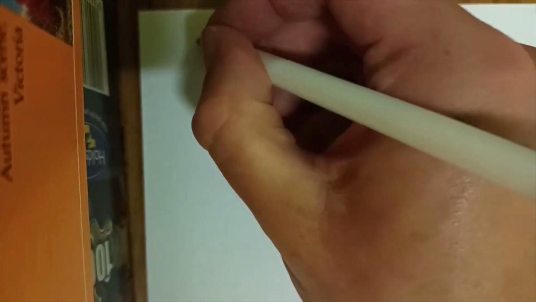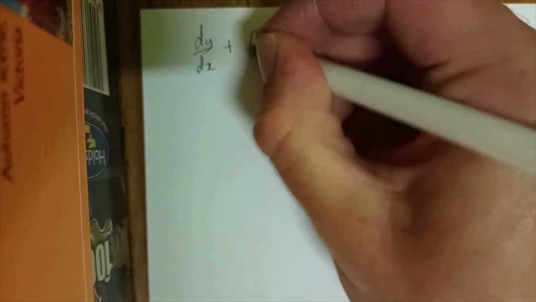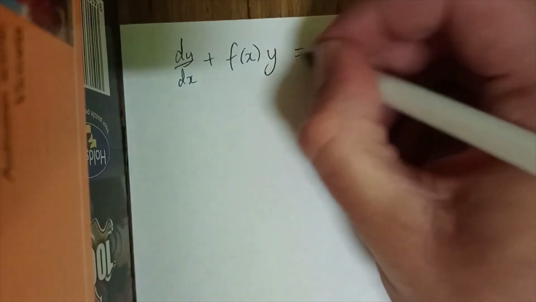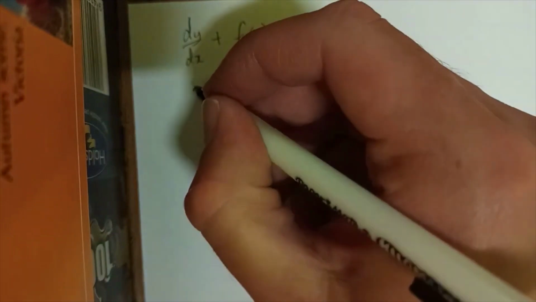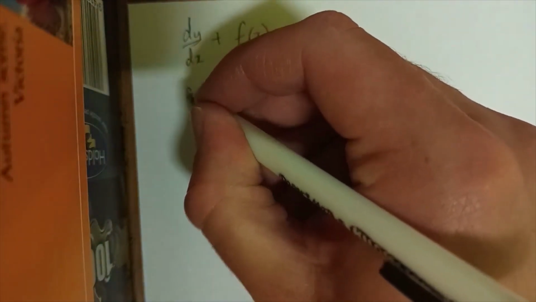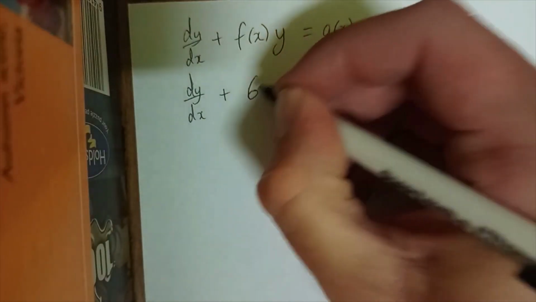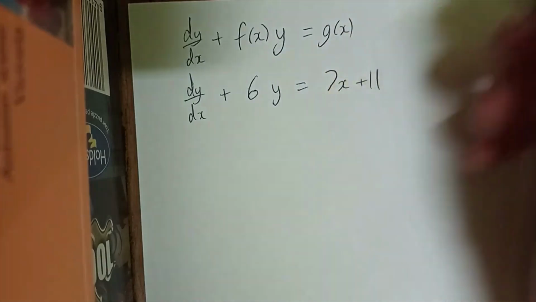I'll do one more example of an initial value problem involving a first order linear differential equation. So again, a first order differential equation can be written in the form dy dx plus some function of x times y equals another function of x. Okay, so this time I'll consider the differential equation dy dx plus 6y equals 7x plus 11.